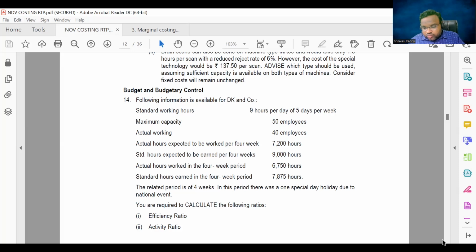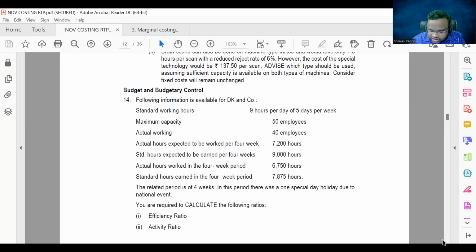This is based on output. Simple logic: sir, I should complete in 10 hours, and I completed in 9 hours. Should my ratio be more than 100 or less than 100? More than 100. It should be 10 by 9. 10 is what? Standard time. 9 is what? Actual hours. So standard hours by actual hours into 100. If it is output, actual output divided by standard output.